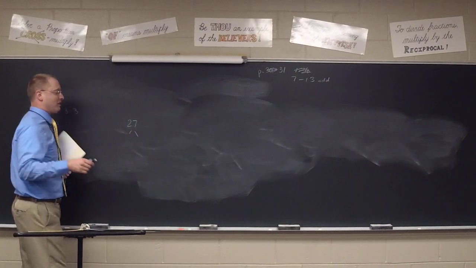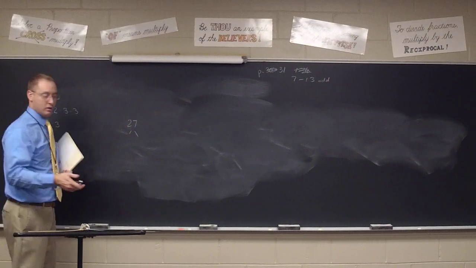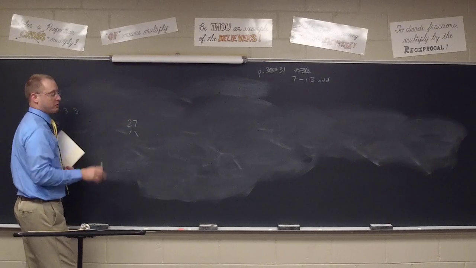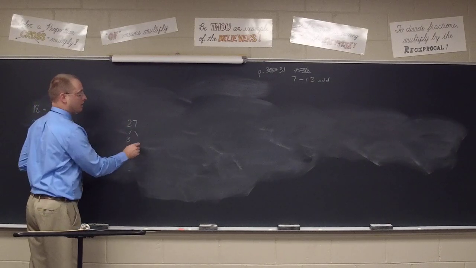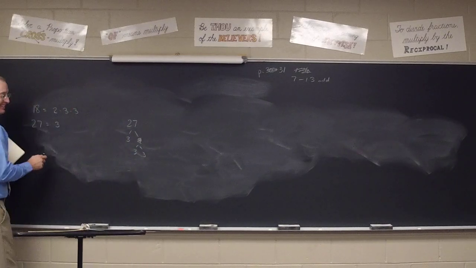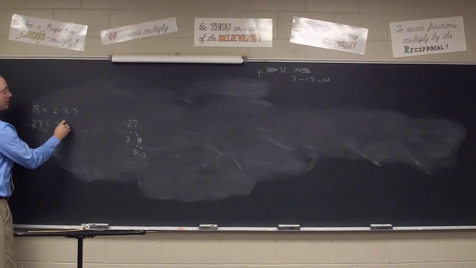Let's factor the 27. Let's factor 27 in a way other than 1 and 27. 3 times 9. Okay, let's factor the 9. 3, 3. There we go. So what are the prime factors of 27? 3 times 3 times 3.